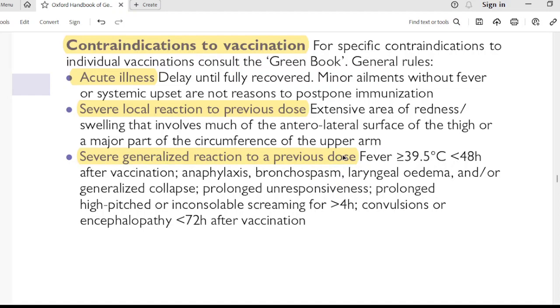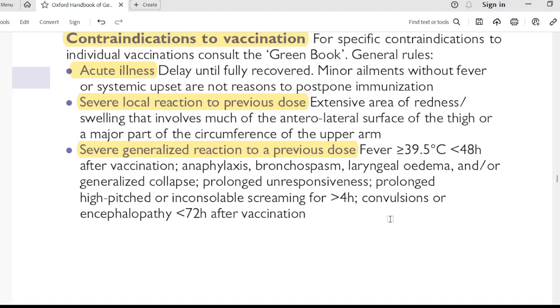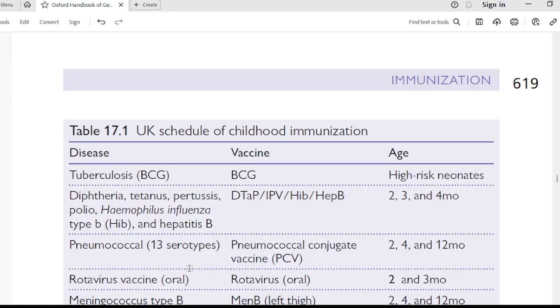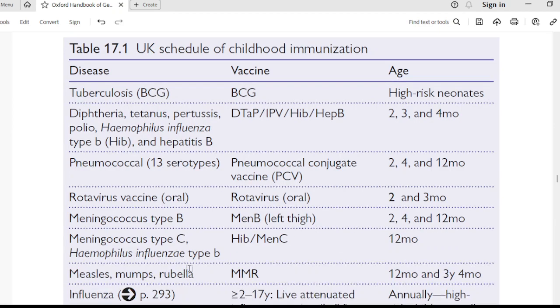Severe generalized reaction to a previous dose: fever more than 39.5 in less than 48 hours after vaccination. Anaphylaxis, bronchospasm, laryngeal edema or generalized collapse, prolonged unresponsiveness, prolonged high-pitched or inconsolable screaming for more than 4 hours, convulsions or encephalopathy less than 72 hours after vaccination. So these are generalized reactions and contraindications for vaccination.